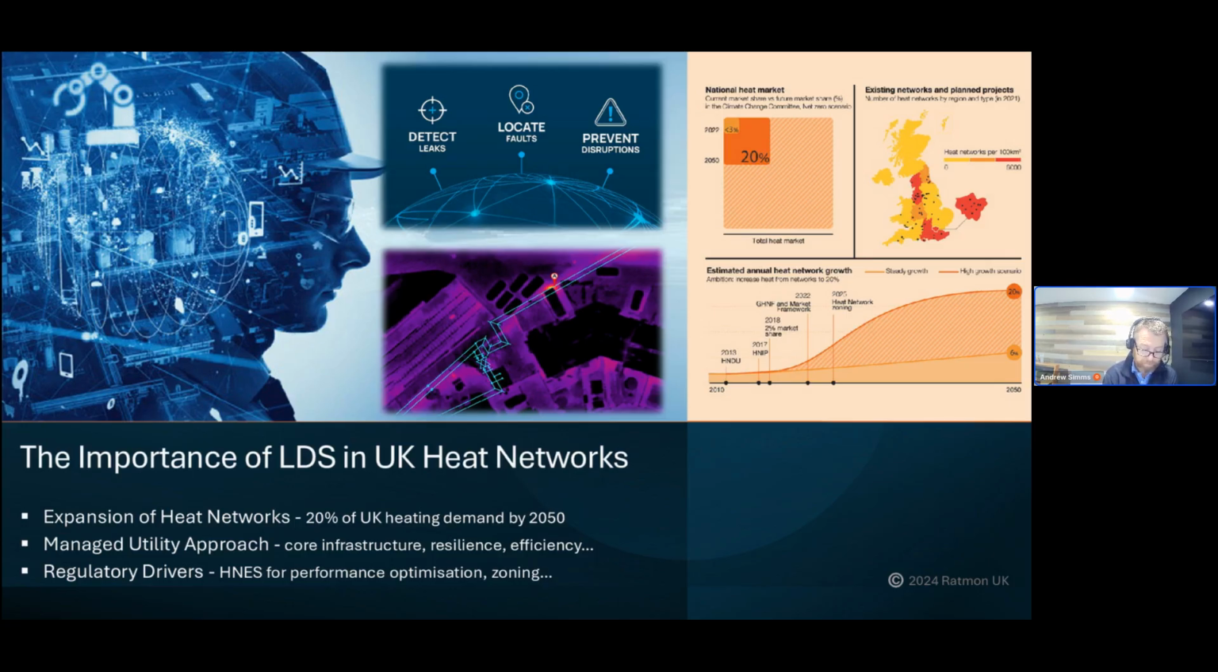The evolving market makes the role of leak detection systems even more critical. As networks scale, leak detection systems become a foundational component for maintaining the integrity of this infrastructure. They are essential not just for addressing immediate operational concerns, such as preventing energy loss, but also for enabling the resilience and efficiency required of a growing utility sector. With leak detection systems, heat networks can operate as reliable, sustainable, and future-proof energy systems, aligning with the broader objectives of net zero and long-term infrastructure planning.